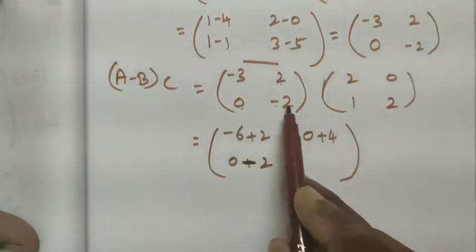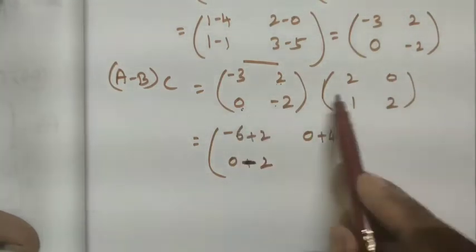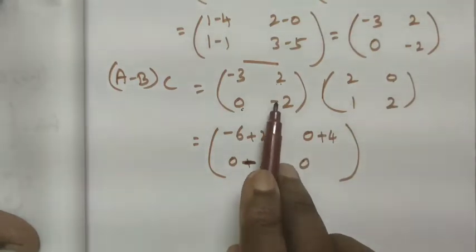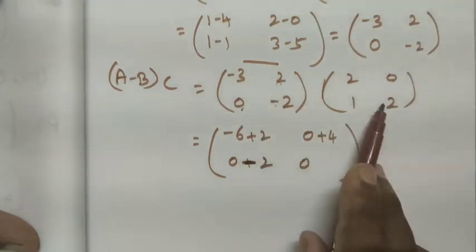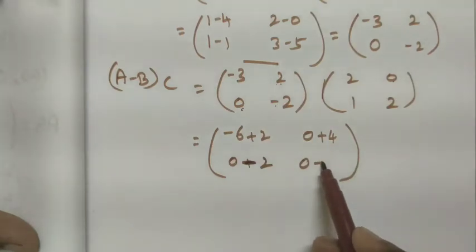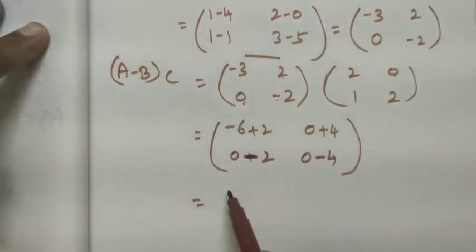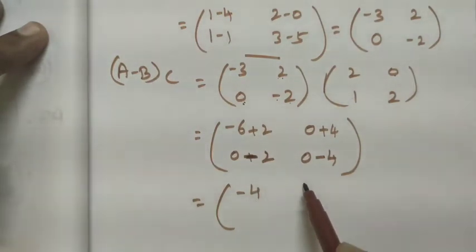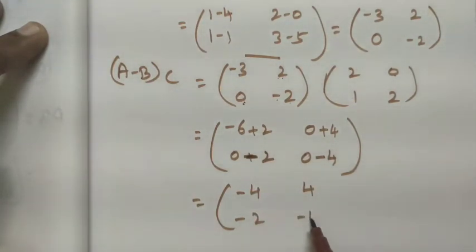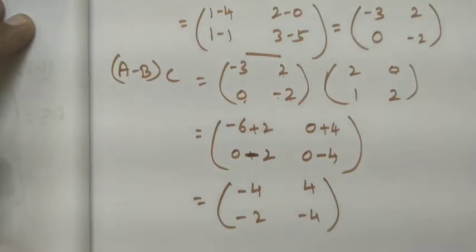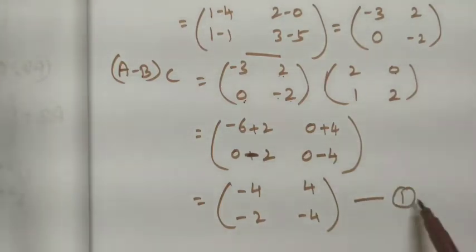Then second row, second column, 0 into 0 is 0. Here we have minus, here we have plus. Minus into plus is minus. 2 2s are 4. Then the value is equal to minus 4, 4, minus 2, minus 4. Let me take it as equation number 1. That is LHS side. Next we see the RHS side.